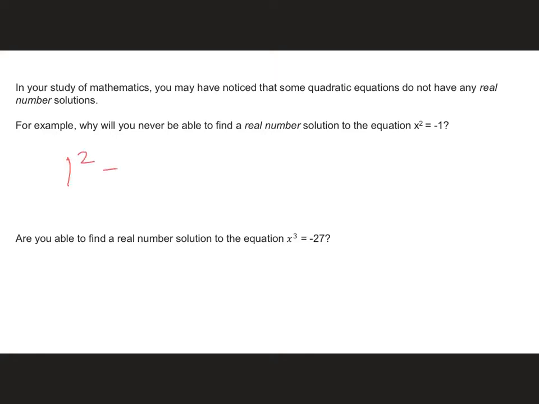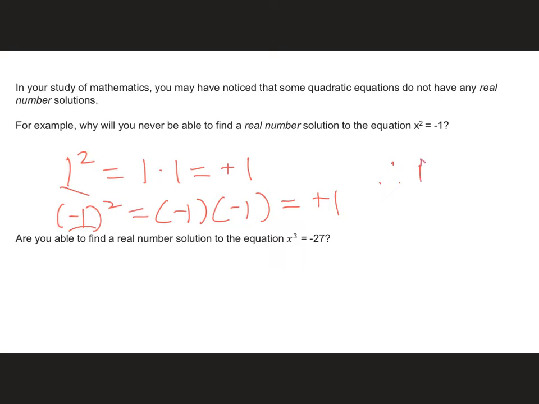If x was 1, 1 squared would simply mean 1 times 1. Well, we know that's going to give me an answer of +1. Now, if we consider x to be -1, -1 squared is simply -1 times -1, which is again +1. There is no number that's either positive or negative that I can substitute in for x that will give me a value of -1. I will only get positive answers. Therefore, this equation has no real solutions.